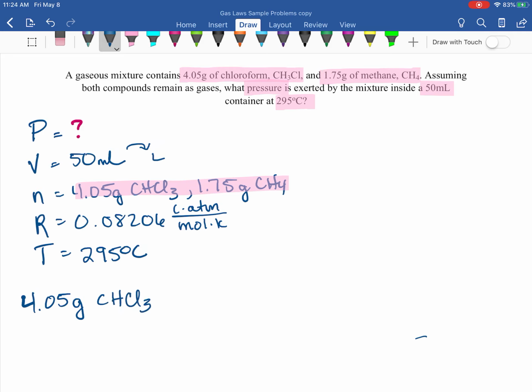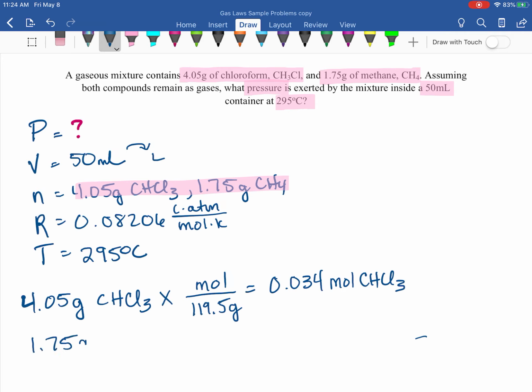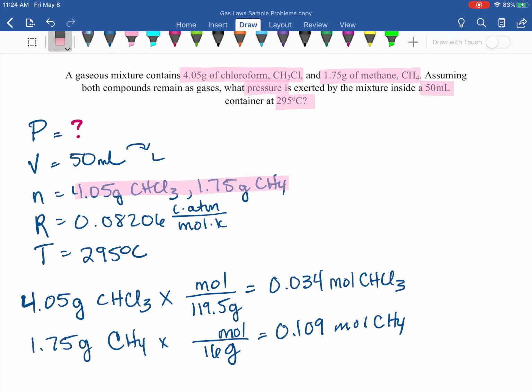So let's take our chloroform and let's convert that to moles, and that is 119.5 grams per mole. So I get 0.034 moles. Let's do the same thing for our methane. All right, what's our molecular weight of methane then? 16. So we get 0.109 moles of methane.